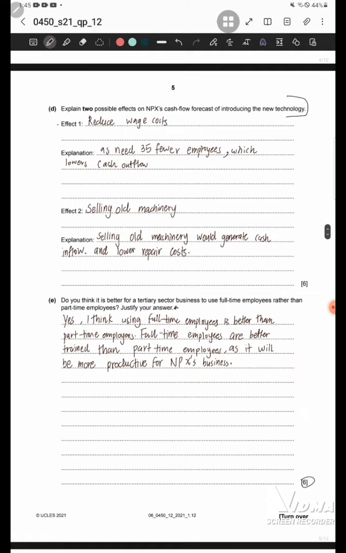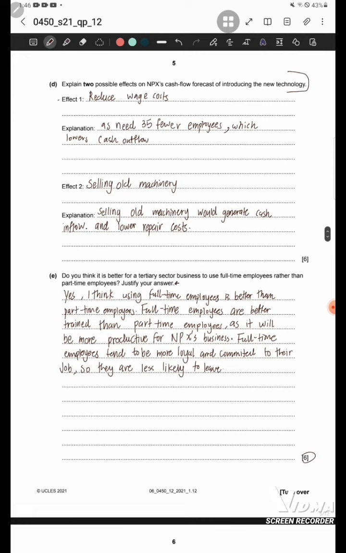We can write they're more loyal. Full-time employees tend to be more loyal and committed to their job, so they are less likely to leave. Okay, so this is 2 points.